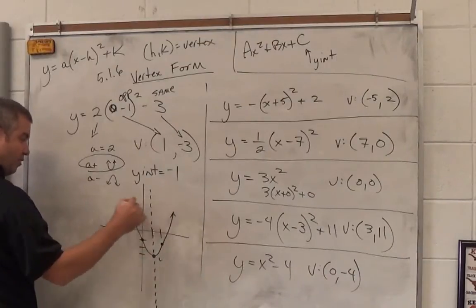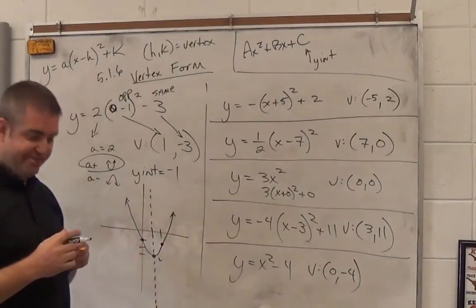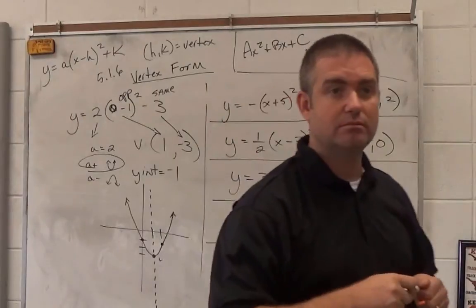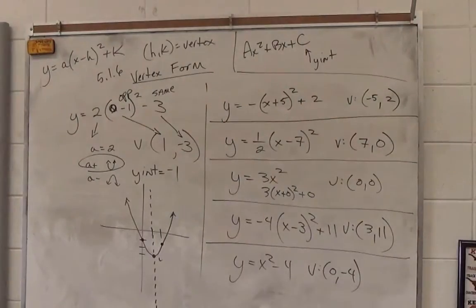Is vertex form a lot easier than standard form? It is easier because you don't have as many steps. You don't have to do negative b over 2a. You don't have to take that value and plug it in. Okay? Now let's talk a little bit about max and min.